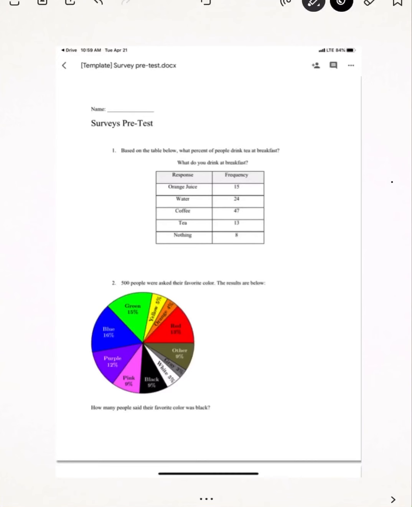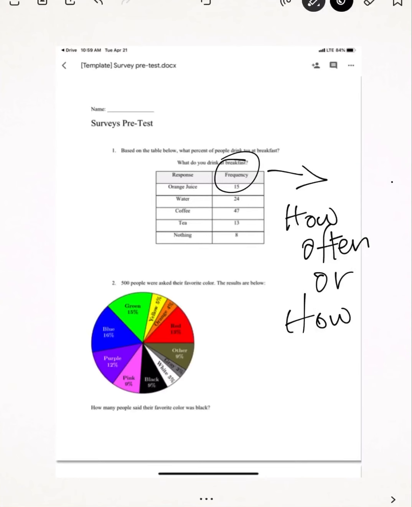Basically, what we're going to be doing is going back to when we were talking about percentages. So if I look at question one, let's read the question. Based on the table below, what percent, there's your keyword right there, of people drink tea at breakfast? Okay, so first, what does frequency mean? Frequency means how often or how many. So if we're looking at how often or how many, I know that 15 people drink orange juice, 24 people drink water, 47 people drink coffee, 13 people drink tea, and 8 people drink nothing.